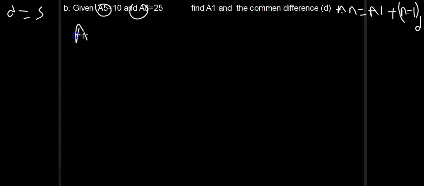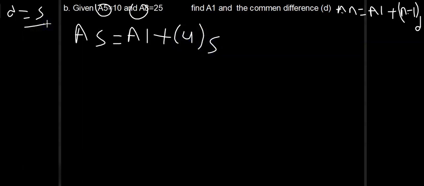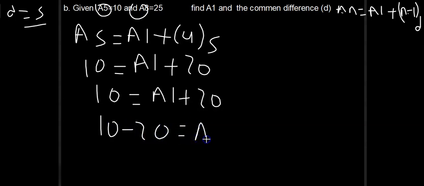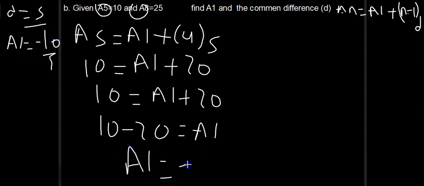So when I use A5, I'm going to get A5 equals A1. I'm looking for A1, so A1 plus 5 minus 1 is 4, and then times 5 since I got this D value. So A5 is 10, and 10 equals A1 plus 5 times 4 is 20, so 10 equals A1 plus 20. So when you FOIL this, you're going to get 10 minus 20 equals A1. So my last value, my A1 value, will be what? It will be negative 10. So A1 will be negative 10.